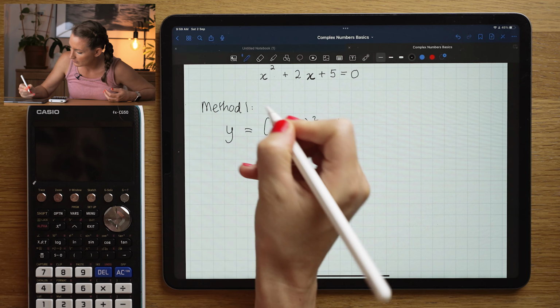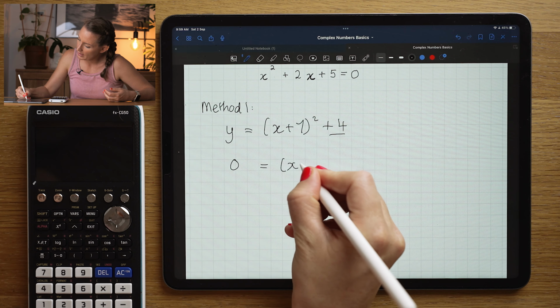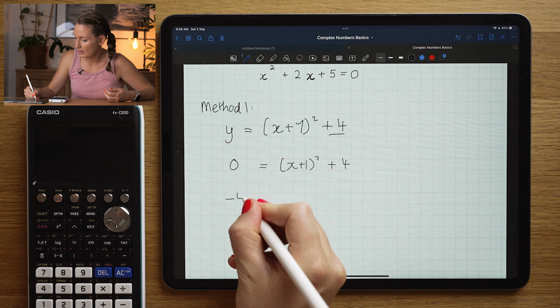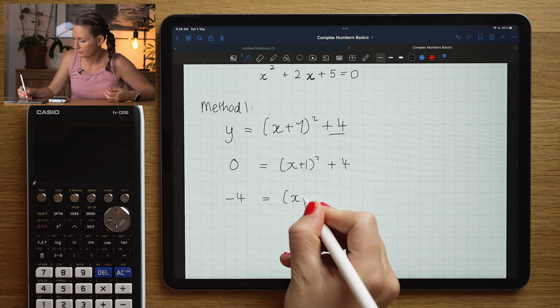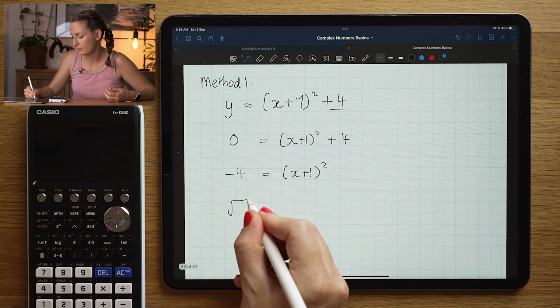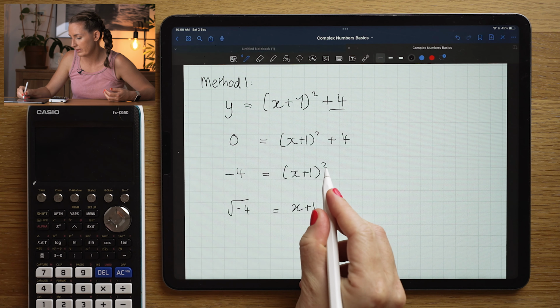Method 1, completed square. So I'm going to make this equal to 0. I've got (x + 1)² + 4. I'm going to take the 4 to the other side. I'm going to square root both sides. Now, when I square root this side, it will cancel out with the squared.